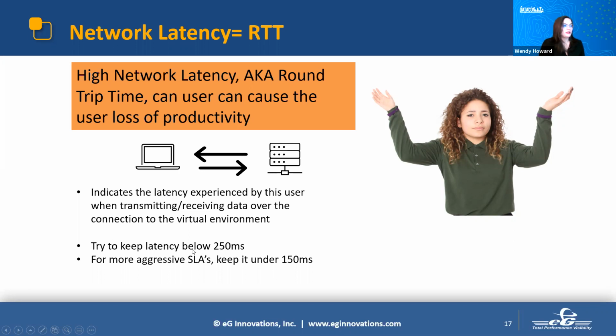And the rule of thumb would be to keep latency below 250 milliseconds. That way, you can't really determine it as a user. If it's longer than that, you start to notice it. And for more aggressive SLAs, you keep it under 150 milliseconds.